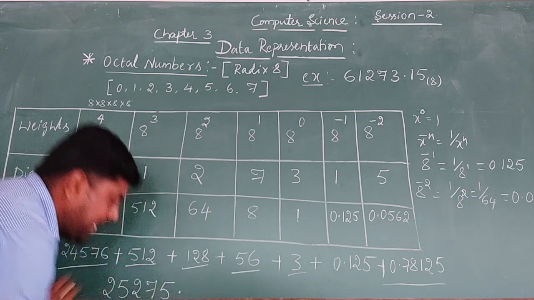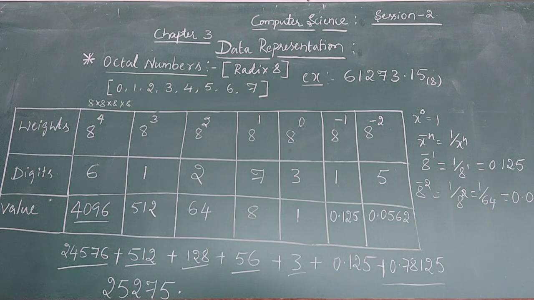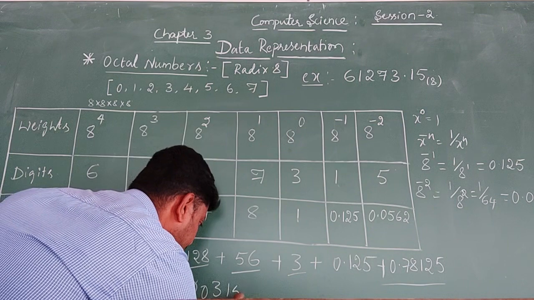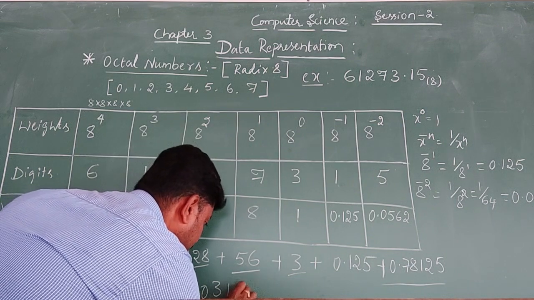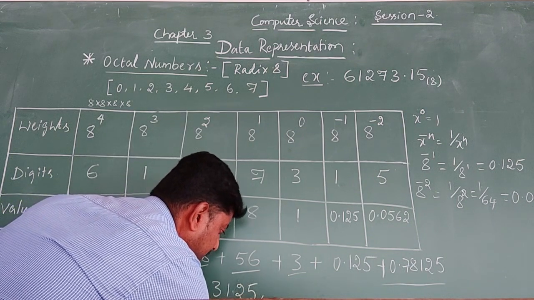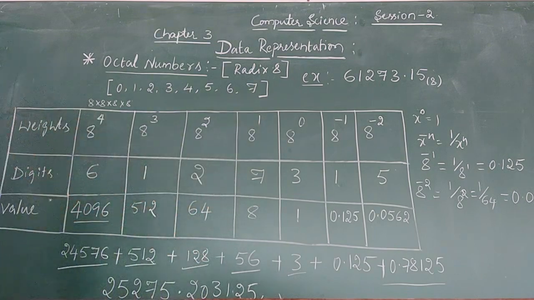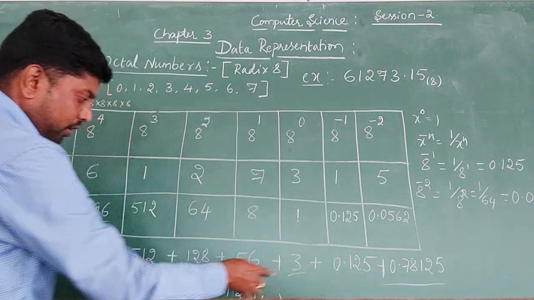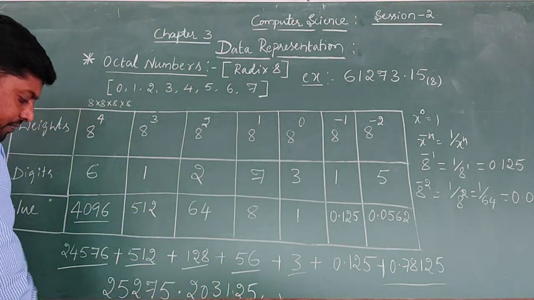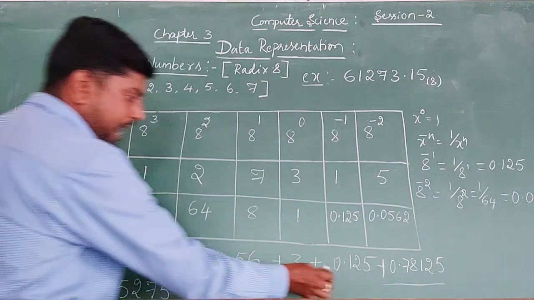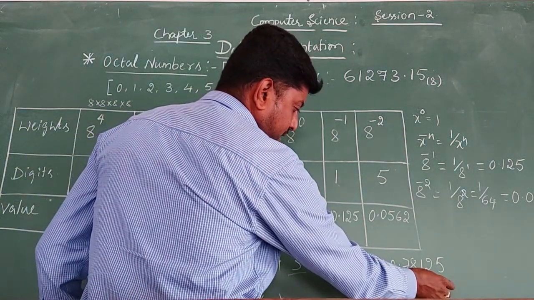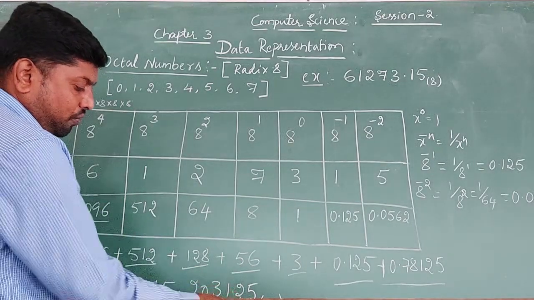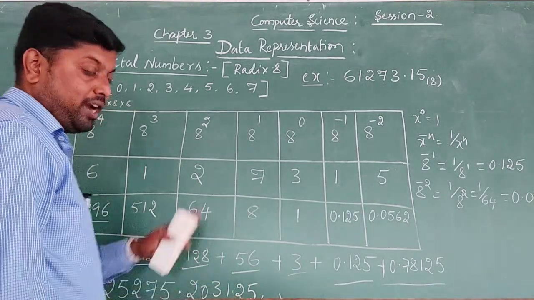25,275 point, that is 0.203125. So this is what we call a decimal number, by adding all these digits. See here, up to 3 you will get 25,275 by adding all these, and by adding 0.125 plus 0.078125 you will get 0.203125. Then I will write that as one decimal number.